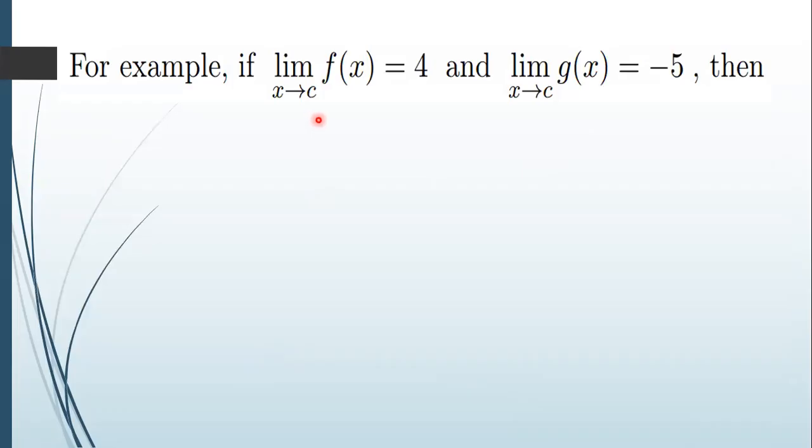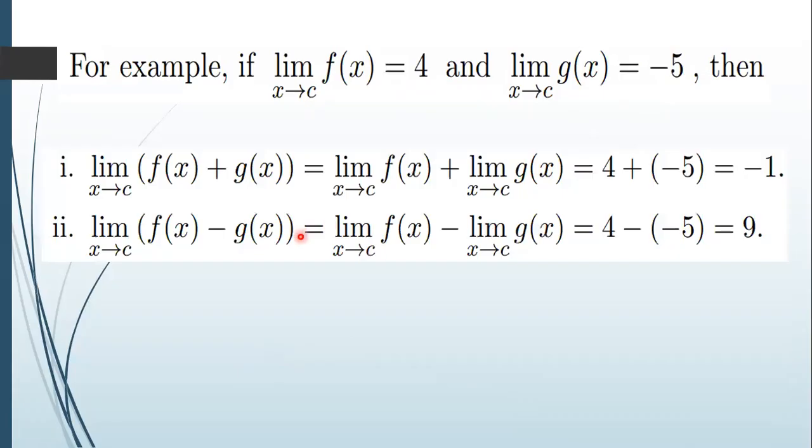For example, if the limit of f of x as x approaches c is 4, and the limit of g of x as x approaches c is negative 5, then for the addition, the limit of f of x plus g of x as x approaches c is equal to the limit of f of x as x approaches c plus the limit of g of x as x approaches c, which is just equal to 4 plus negative 5, and that's equal to negative 1. We apply here the basic rule, which is the rules of integers, very useful in this case.